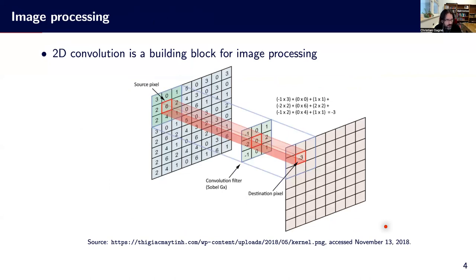But what we care about today is really image processing, where 2D convolutions are a basic building block. This is widely used as a way to do image processing directly in the spatial domain. What it looks like: we have an image. An image in grayscale is basically a matrix of values. Each value tells us the intensity of each pixel.